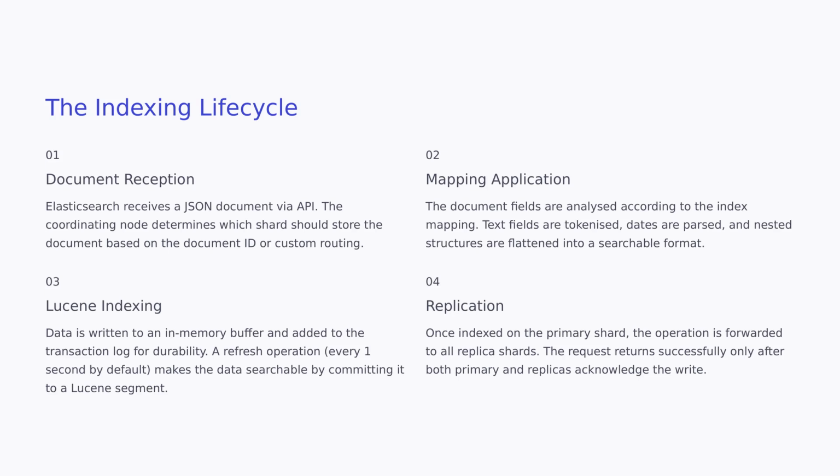Ever wonder how Elasticsearch handles document indexing behind the scenes? Let's break it down. First, a JSON document arrives, and a coordinating node assigns it to the right shard. Then, the document's fields are processed based on the index mapping: text fields get tokenized, dates are parsed, and structures are optimized for search. The data moves to an in-memory buffer for Lucene indexing, where it's logged for durability and made searchable through a refresh operation. Once the primary shard indexes the data, the replication process ensures all replicas are updated. This intricate indexing lifecycle ensures data integrity and availability across the cluster.